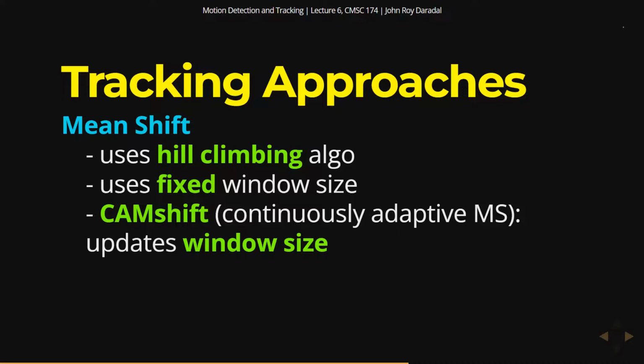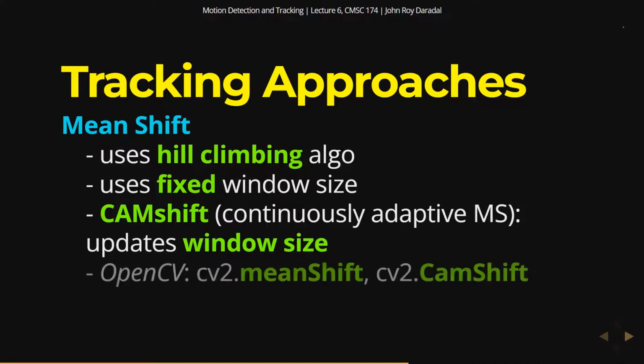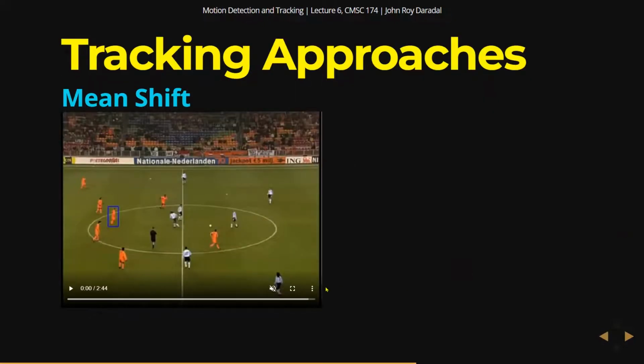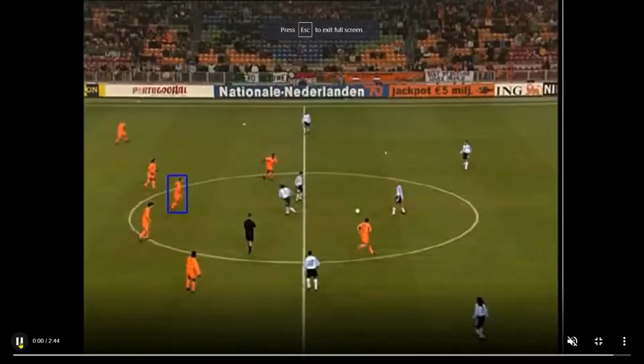Now there's a variation of CAMshift, called CamShift, or continuously adaptive CAMshift, which updates the window size. So it's not a fixed window size, it would be adaptive. The two are similar, but CamShift is more adaptive because it updates the window size. In OpenCV you can use the meanShift function or the CamShift function to do this. Okay, so let's see some examples of meanShift.